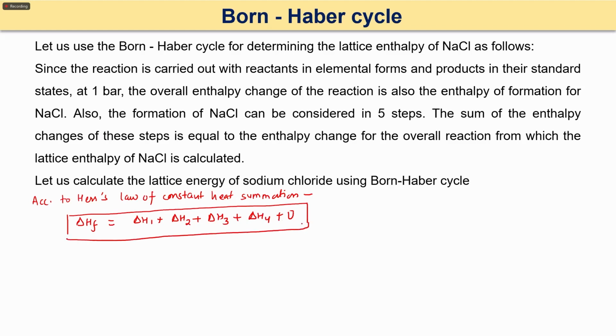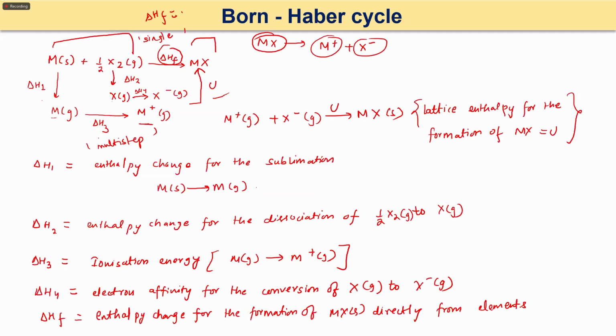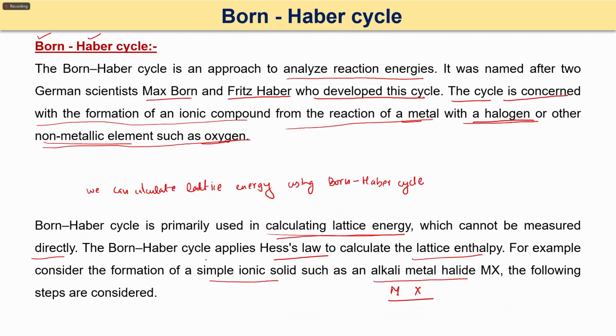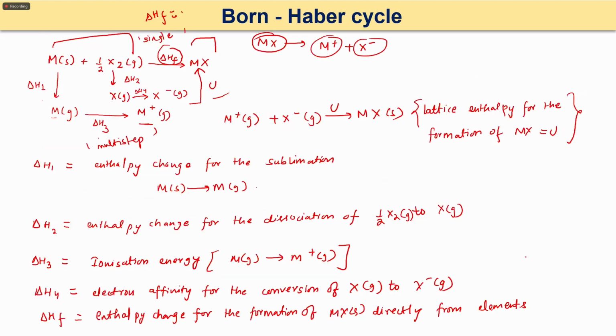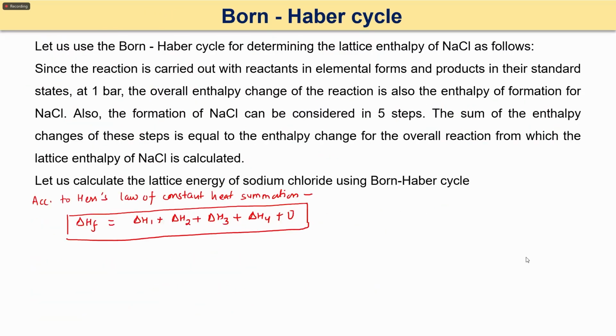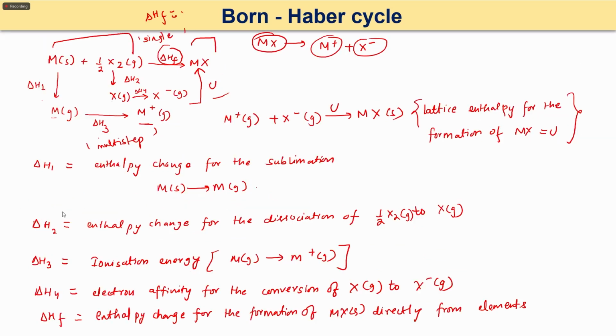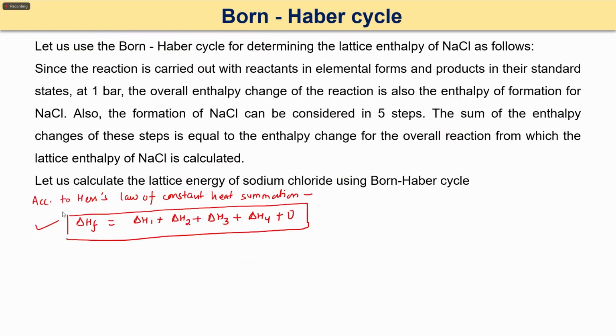So here it was written that Born-Haber cycle applies Hess's law to calculate the lattice enthalpy. Okay. So you can easily calculate the lattice enthalpy from this reaction. So if you know all these values, you can easily calculate U. That is lattice enthalpy.